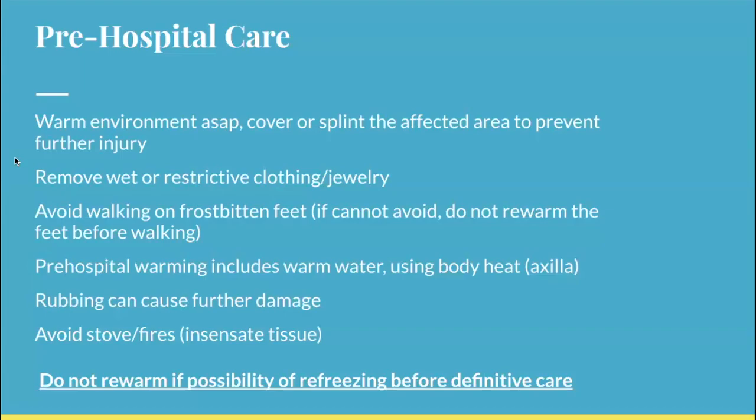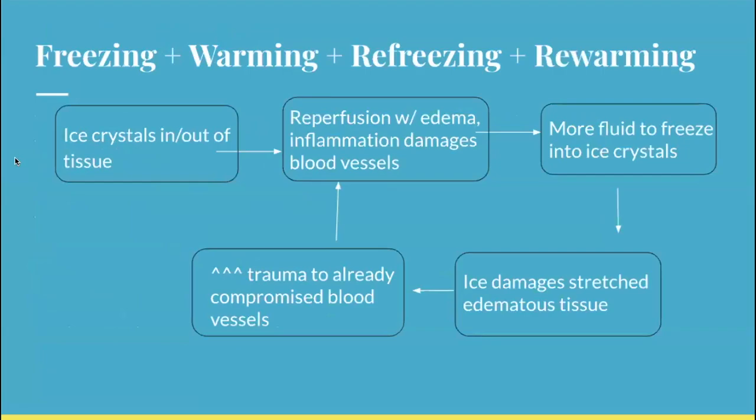And the most important thing with pre-hospital care and rewarming is not to rewarm if the possibility of refreezing before definitive care is there. And on the next slide, I couldn't really find anything that really explained it, so I made this a flow chart. But when you have this freezing, warming, refreezing, and rewarming cycle, you essentially just cause more and more tissue damage. And so you have these ice crystals, you warm and have reperfusion with edema, inflammation that's already causing some damage.